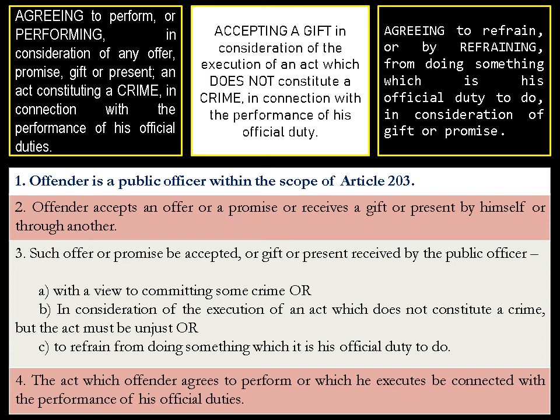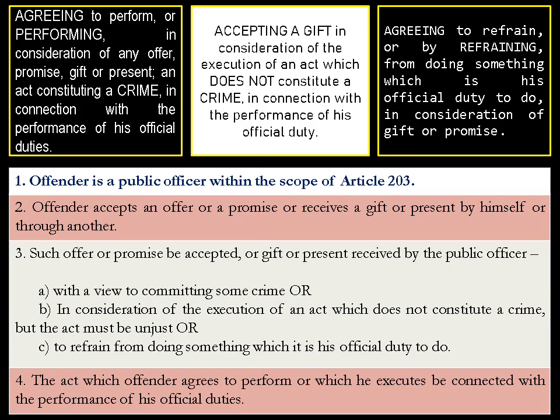First, the offender must be a public officer, within the definition of Article 203. We already know who are considered as public officers. Second element is that the offender accepts an offer or promise or receives a gift or present by himself or through another. So take note, by himself or through another person.